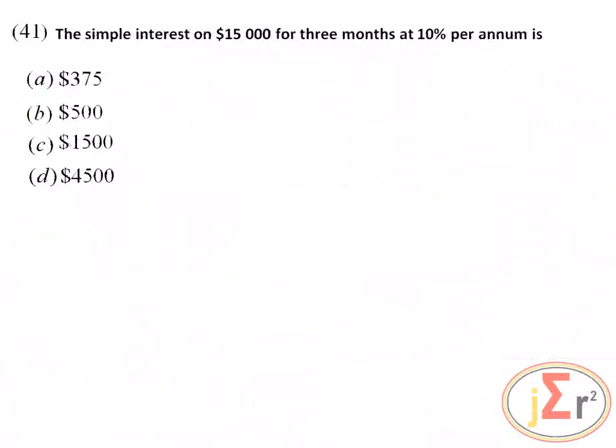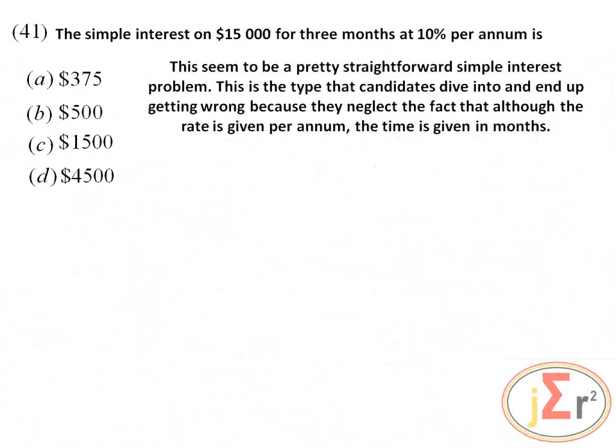The simple interest on $15,000 for 3 months at 10% per annum will be... This seems to be a pretty much straightforward simple interest problem. This is the type that candidates dive into and end up getting wrong because they neglect the fact that although the rate is given per annum, the time is given in months, not years.